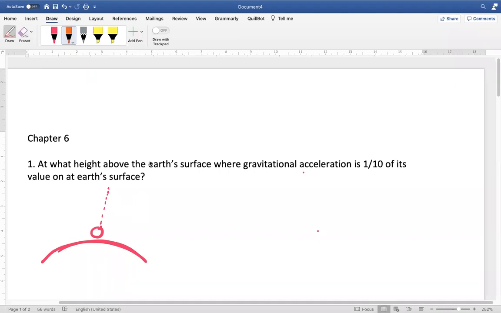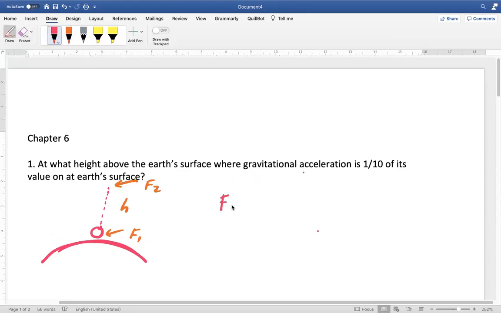Dia tanya what is the height of the object for the gravitational acceleration to be 1/10 of its value at the Earth's surface. So kiranya at this point the value is F1, let's say. Dekat sini the value is F2, it's different. So dia tanya what is F2 over F1 that is 1/10, and what is the height of F2. Okay. So kita tahu gravitational acceleration changes with height. Macam mana kita tahu? Kita tengok daripada equation yang kita dah belajar sebelum ni. So the equation that we learned before, let's just do a little recap.